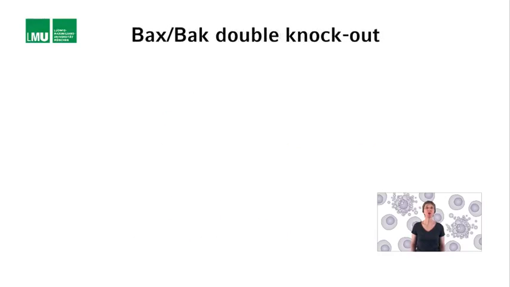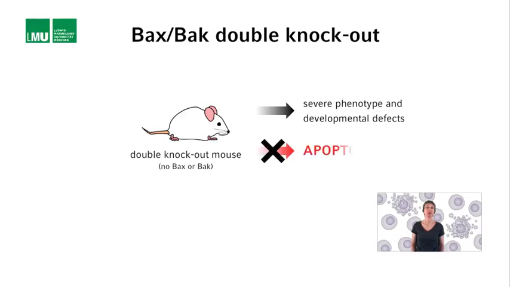The double knockout was generated, a mouse line lacking both genes, and the result confirmed that yes, Bax and BAK have redundant functions. The double knockout mice have a severe phenotype, and most of the embryos die due to multiple developmental defects. For example, these mice have persistent webs of skin between their digits and show an excess of cells in the nervous system and the immune system. Apoptosis is largely blocked in these mice.